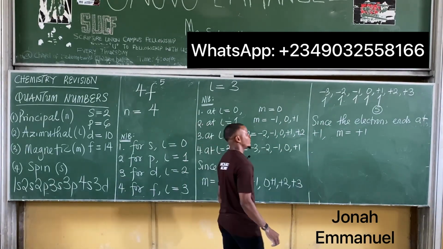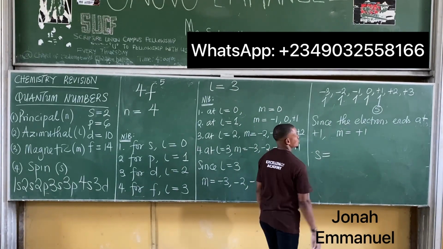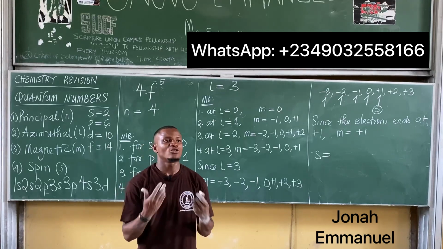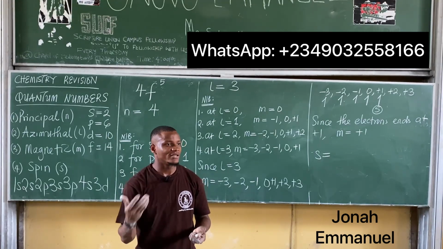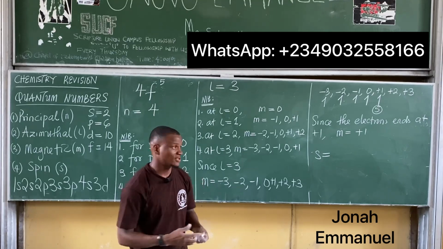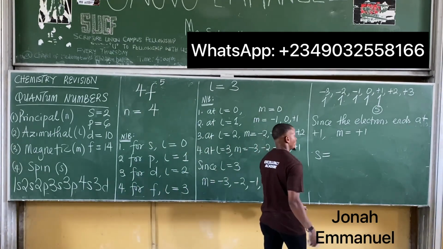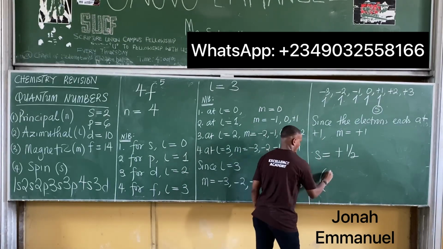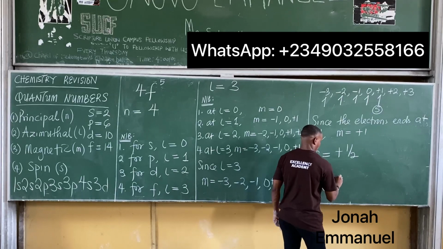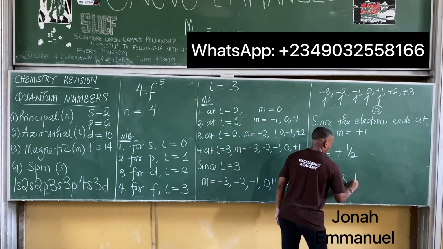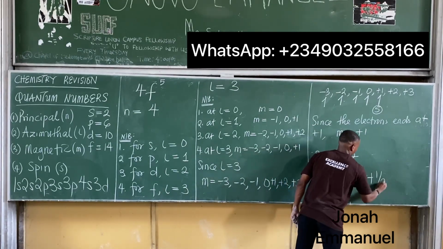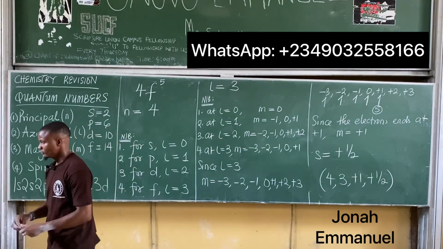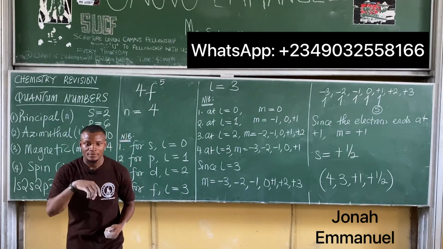Finally, the spin quantum number S. S is equal to minus 1 over 2 or plus 1 over 2. How do you know the difference? Pointing downwards is negative, going upwards is positive. So what's the configuration here? 4, 3, plus 1, and spin. It's that simple, please.